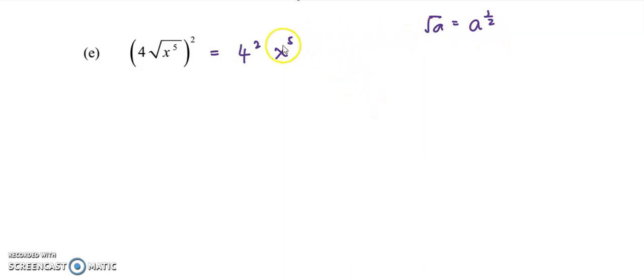Alright, so when you have a power of 1 over 2, you can write this index number as x power of 5 over 2 to represent this. Alright, and don't forget this is going to be power of 2 as well. So 4 squared is 16. Alright, and 5 over 2 multiplied by 2, you simplify the 2, you get x power of 5, just like that.